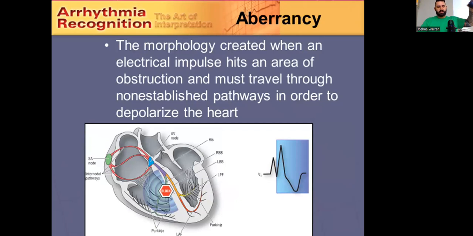So what happened is the electrical impulse traveled to a spot, and then it hit an area of obstruction. There is a right bundle branch block. There's a block here, and this is the right bundle branch. This is the left bundle branch. So as the signal traveled to the ventricles, it hit the area of obstruction right here. Then it did what? Found another way around. That is called aberrancy.